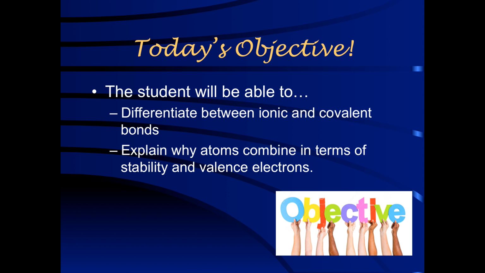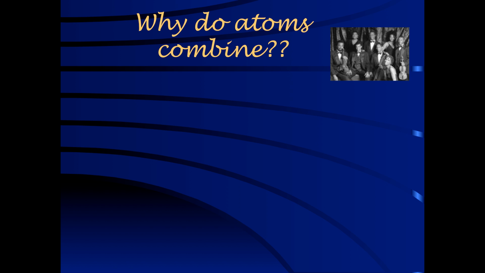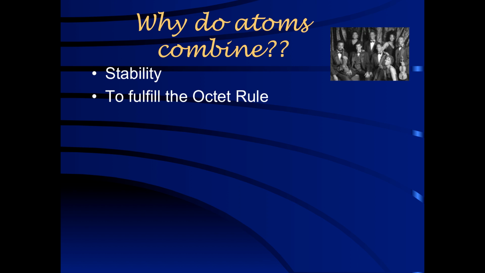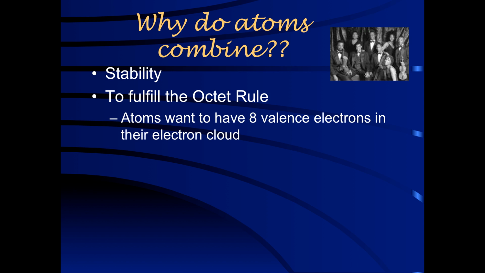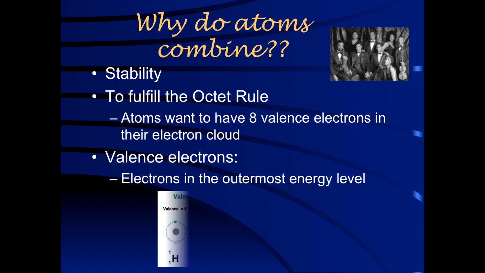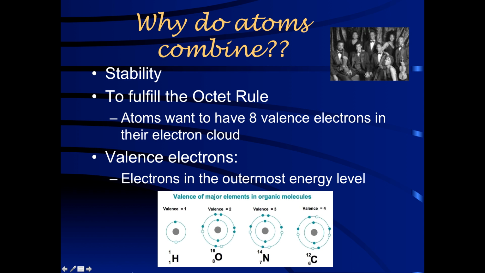Let's get going! All right, so the general idea is, why do atoms combine? How come every atom on the periodic table doesn't just stay by itself? Why would they want to come together? Well, the short answer is to be more stable. They want to fulfill something called the octet rule, octet meaning 8, like octopus or octagon. And what that means is having 8 valence electrons in their electron cloud. Just as a reminder, valence electrons are electrons in the outermost energy level.